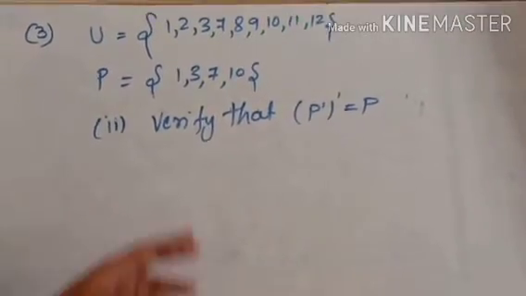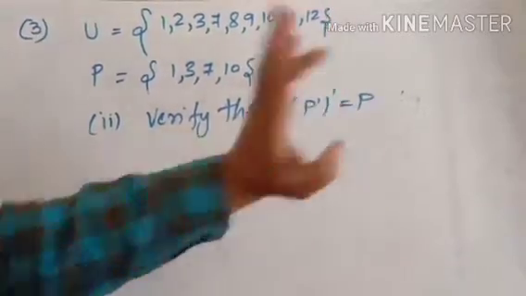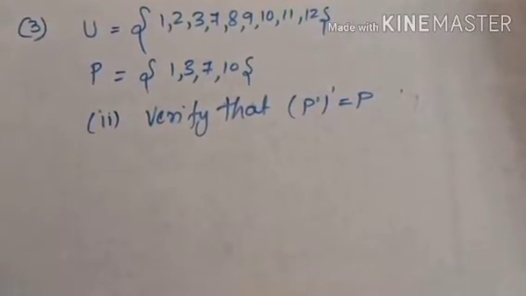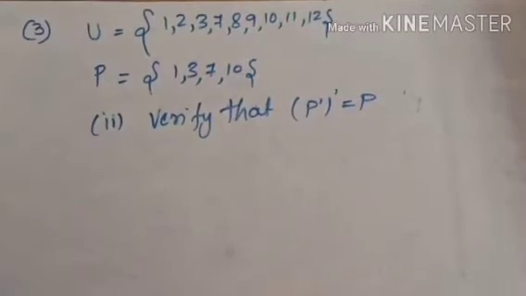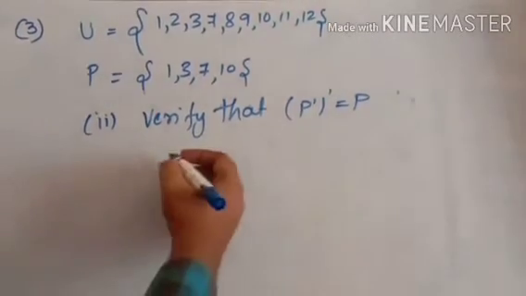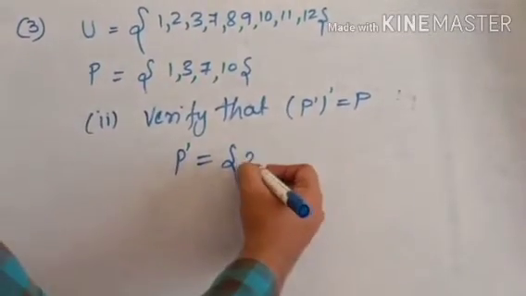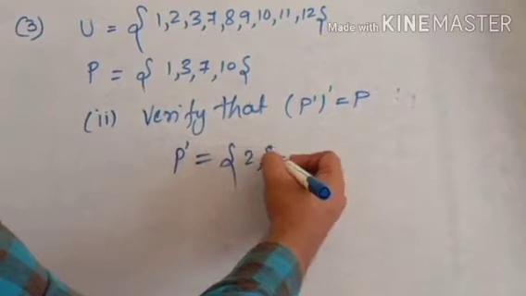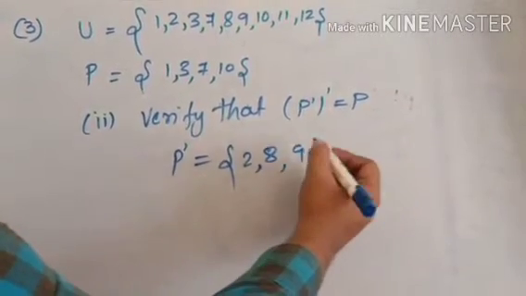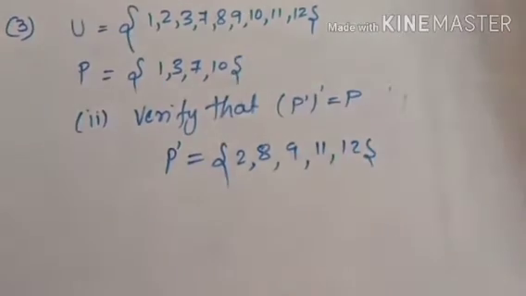Now the second part of the question is what? Verify that the complement of P complement is equal to P. For this, first we see what P complement is. P complement is 2, 8, 9, 11 and 12. This is P complement.